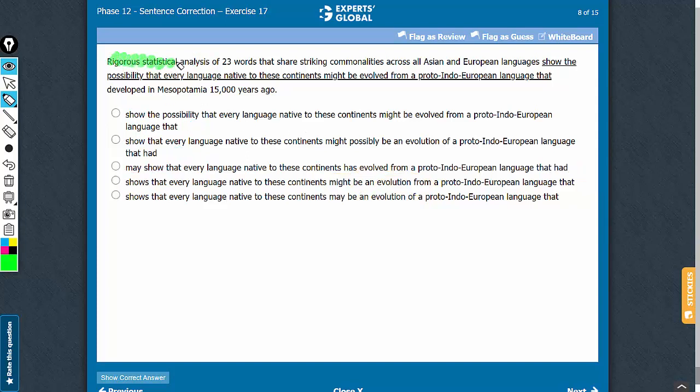Rigorous statistical analysis of something shows. So yes, analysis shows. No subject verb agreement issue here. Analysis shows that every language native to these continents may be an evolution of a proto-Indo-European language that developed in Mesopotamia 15,000 years ago. Answer choice E conveys the intended meaning, avoids the subject-verb agreement issue seen in some of the answer choices. This answer choice also avoids the idiomatic issue seen in some of the answer choices. E is the correct answer choice.